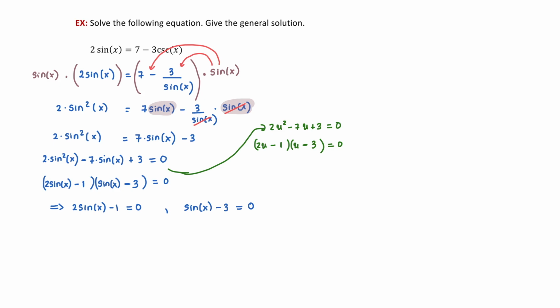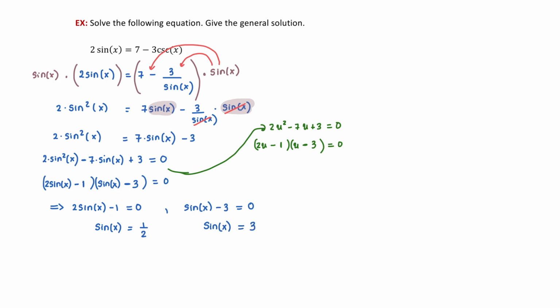So for the first one right here, we're going to go ahead and isolate sine x. That means that sine x will be equal to 1 over 2. And over here, we're going to do the same thing. Sine x will be equal to 3.